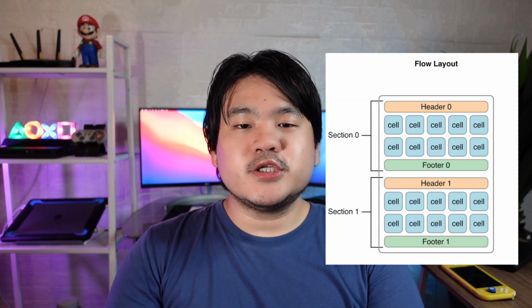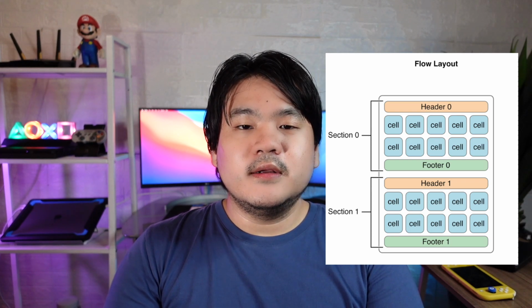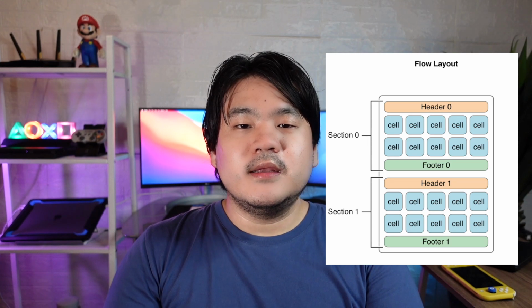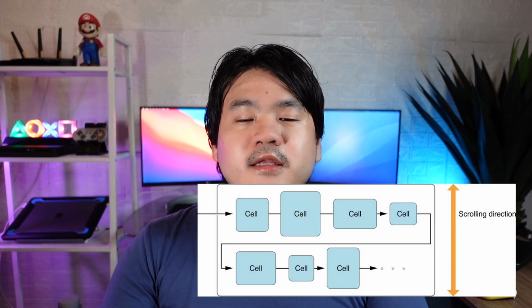Apple itself provides a concrete implementation, which is the UICollectionViewFlowLayout. The flow layout displays items using a grid-based system. It also provides two scrolling directions, vertical or horizontal. In the vertical scroll direction, the width of each item is constrained within the width of collection view bounds.